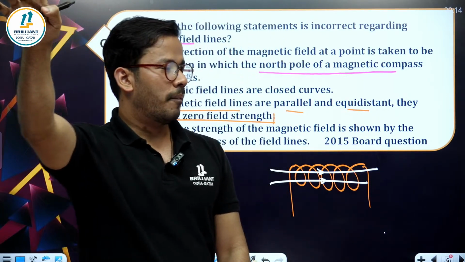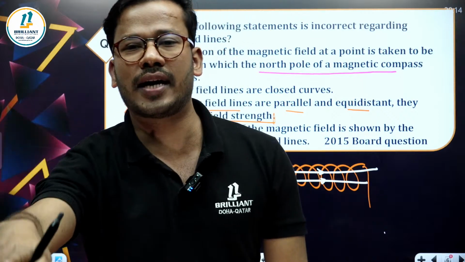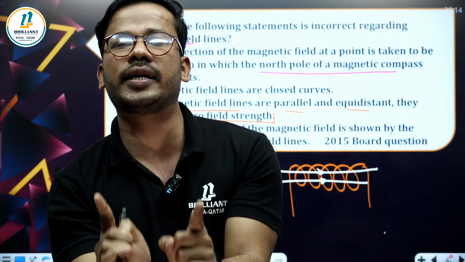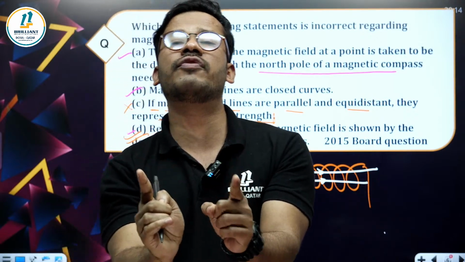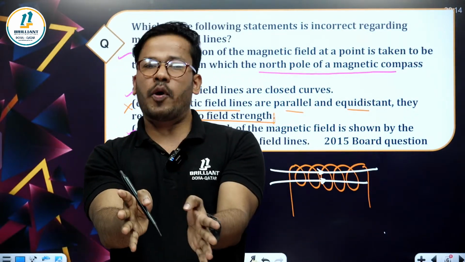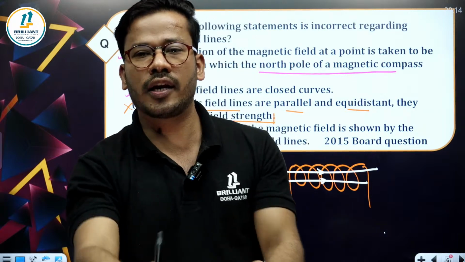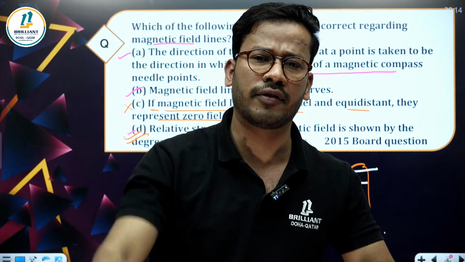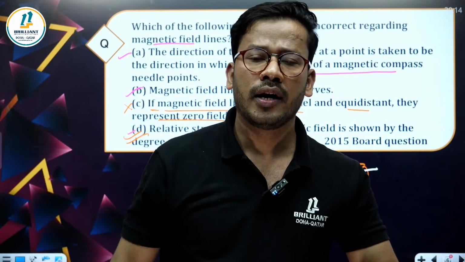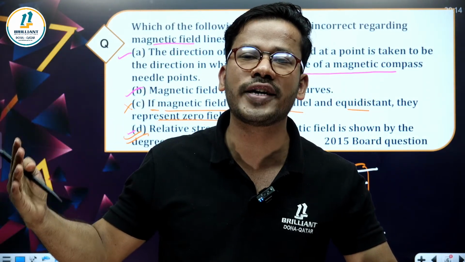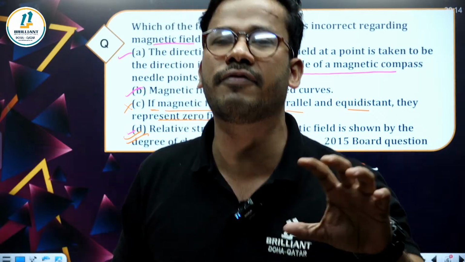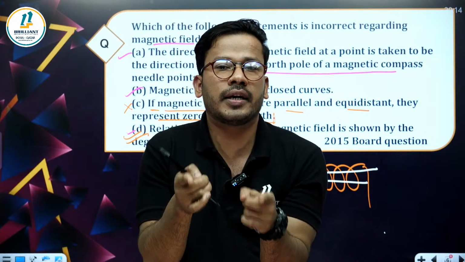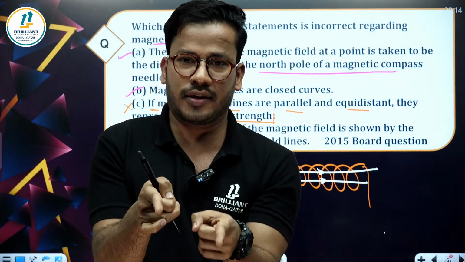Yes or no? Field lines are parallel inside, and parallel field lines represent a uniform magnetic field. Three points of magnetic field lines, guys. The first: if the field lines are closer to each other, the magnetic field is much stronger. The second: if the field lines have a gap, the magnetic field will be weaker. And this is the third point.